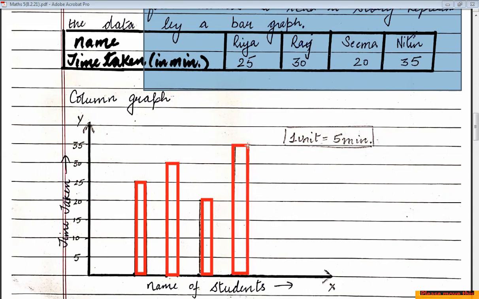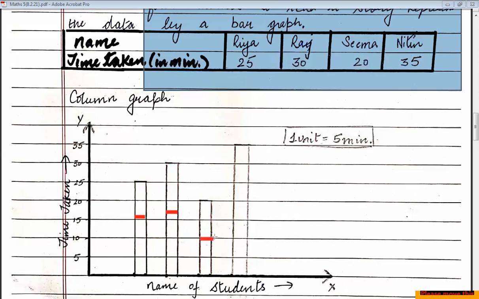So now children, your graph is complete, but here you have to mention what 1 unit of the y-axis is. Here 1 unit is 5 minutes. Okay, so now this is your bar graph. Is it clear? Now children, you can see that the width of the bars is the same. This is the same for all the 4 bars.